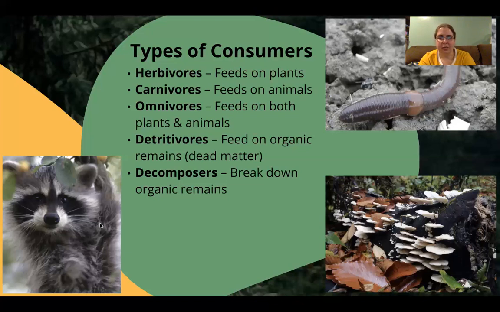An omnivore is an organism that feeds on both plants and animals, like our little raccoon buddy right here. Raccoons can eat plants and get energy from it. They can also eat other animals and get energy from them. We're also omnivores. We can get energy from both plants and animals.